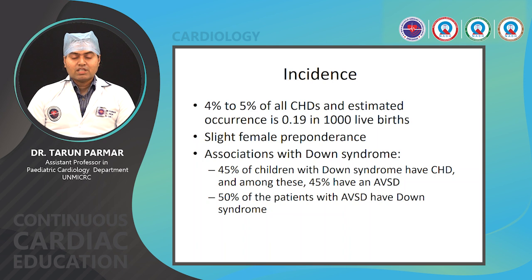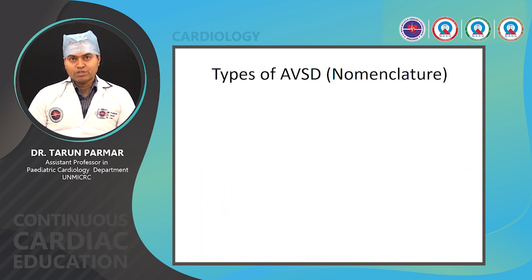So what is the incidence? That is 4 to 5% of all CHDs, and the estimated occurrence is 0.19 in 1000 live births. The total incidence of CHDs is 5 in 1000, and among them 0.19 in 1000 live births is the AVSD incidence. There is slight female preponderance, and there is a significant association with Down syndrome. So 45% of the children with Down syndrome have CHD. Among them, 45% have AVSD, and 50% of the patients with AVSD have Down syndrome.